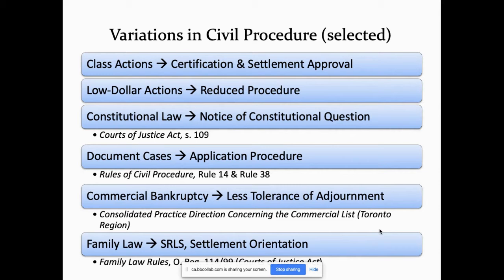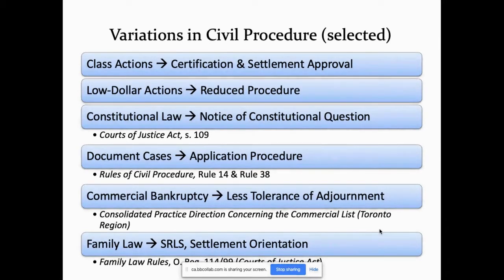Like maybe there's a foreign buyer who's going to come in and rescue Sears or Eaton's, right, and preserve those jobs. And if we're going to put that on the conventional civil action, it's going to take 2 years. Then the possibility of having that company rescued or restructured in a timely way becomes impossible. So we have this commercial list direction, which gets those cases heard really quickly and has much lower tolerance for any type of adjournment or delay on the part of the parties.